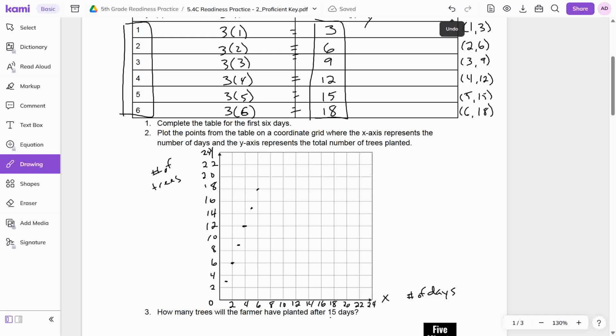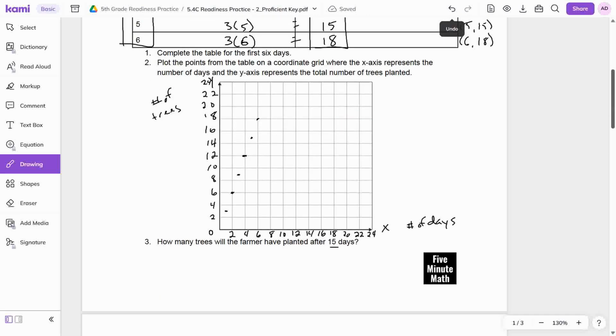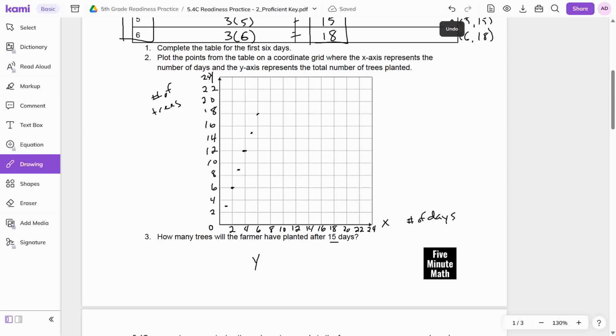And then we need to figure out what would it be after 15 days. Well, we can complete the table if we want to, but remember it's y equals 3x. That's our rule. X is the number of days, so that's going to be 3 times 15. So we could say y equals 3 times 15, which is 45.